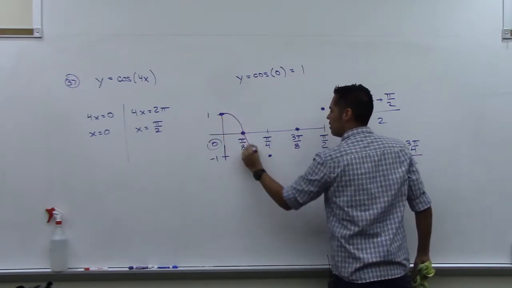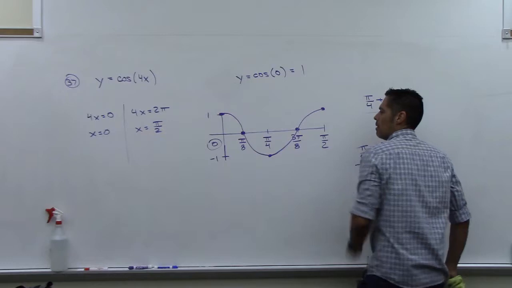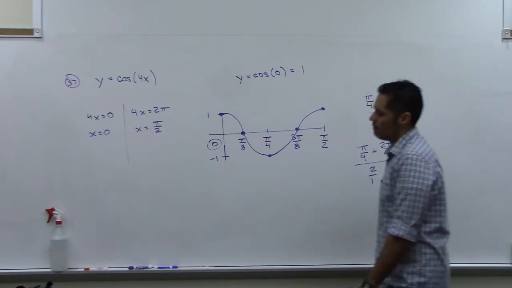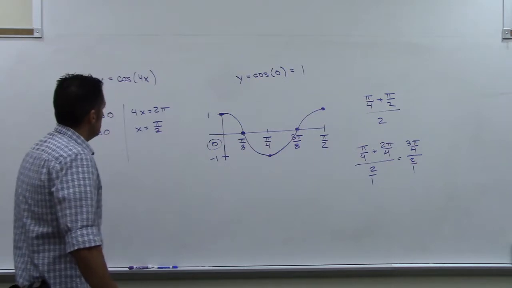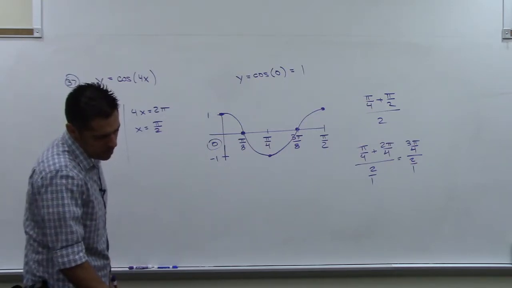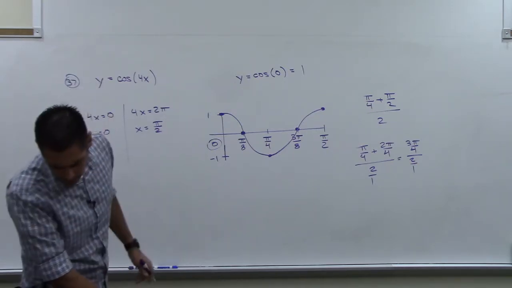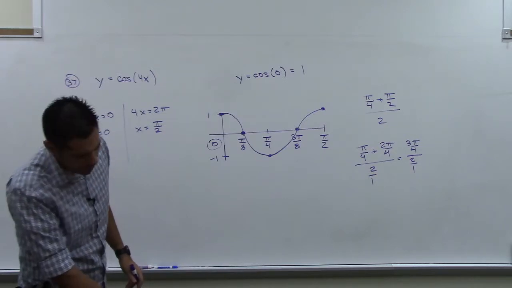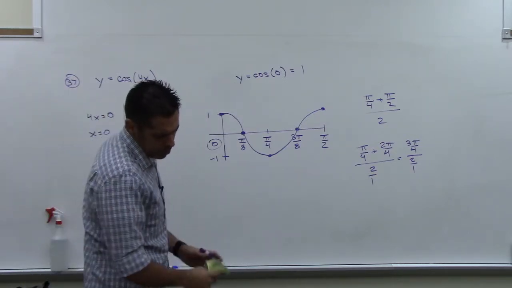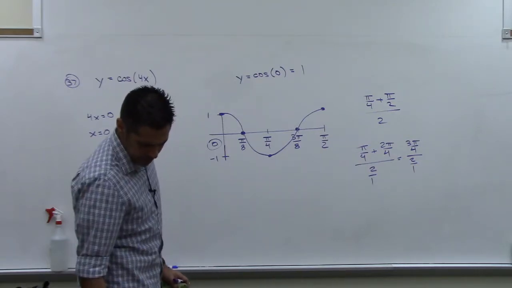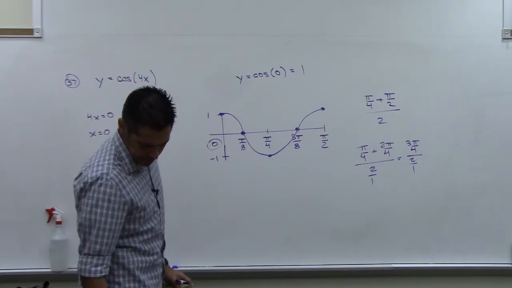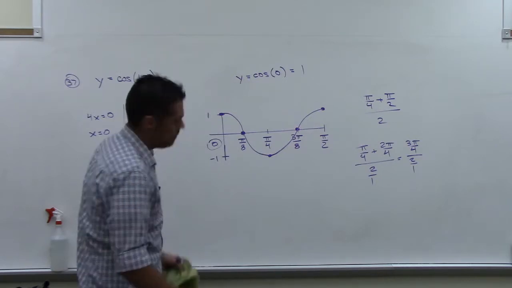And then we connect. That's it. Okay. Now, next one, number 41. Yeah, 41. 2 sine of 1/2 x. Wait a minute. Did we already do that one? Oh, no, we didn't.